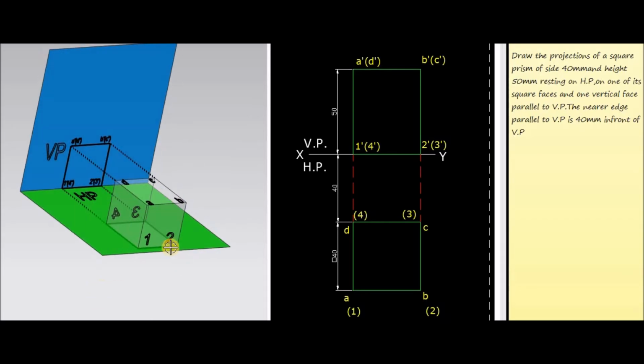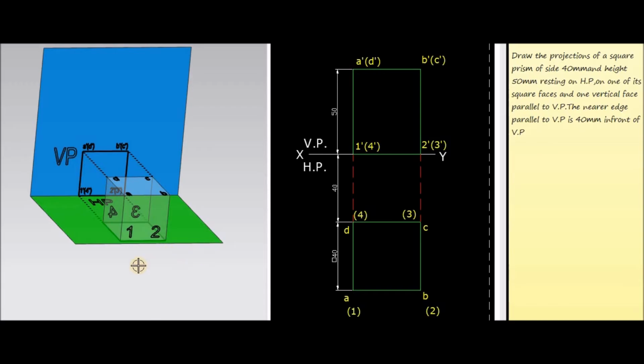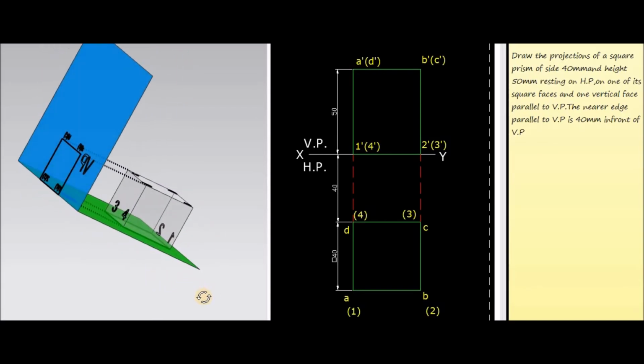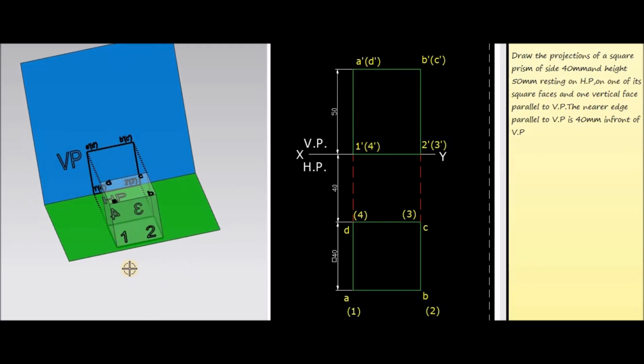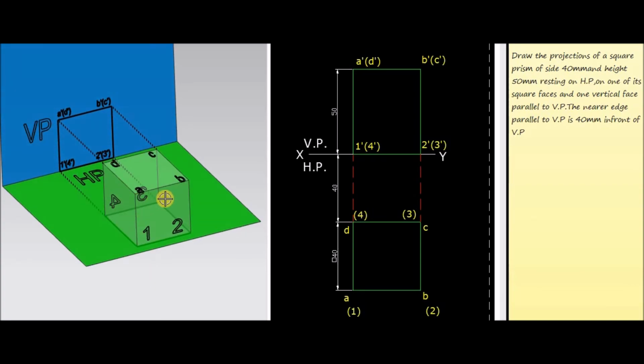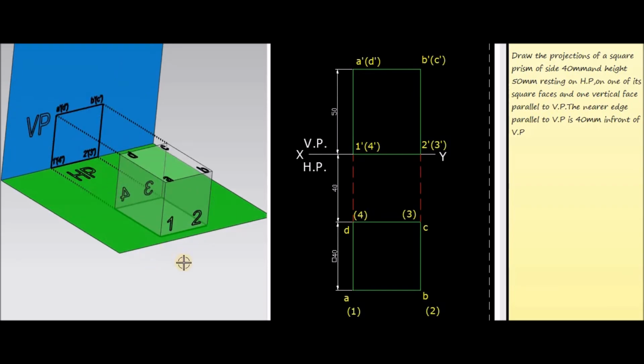Now consider the front view of the square prism. The front view will be obtained in the vertical plane when we are looking along the face 1-2-B-A. We are looking from this side, and corresponding to this side you will get the front view on the vertical plane. When we are looking from the front side, we can see that the corners D, C and 3, 4 are not visible because these corners are behind the corners 1, 2, B, A.